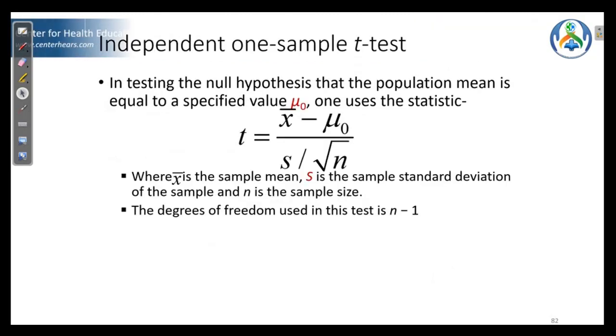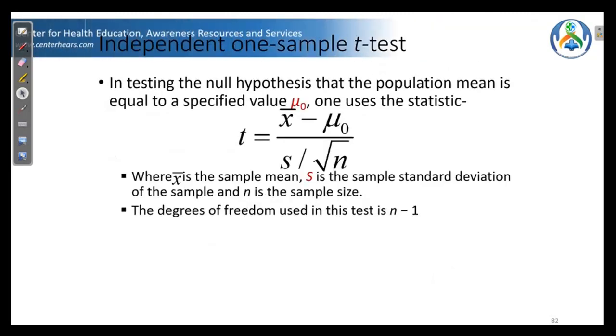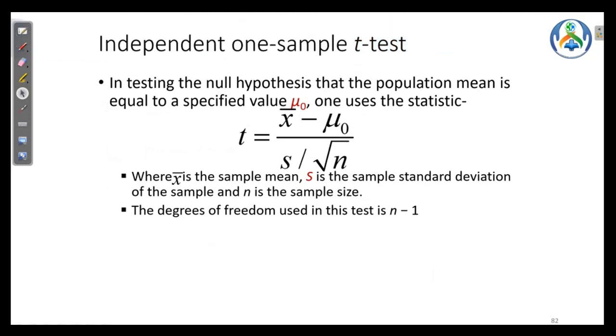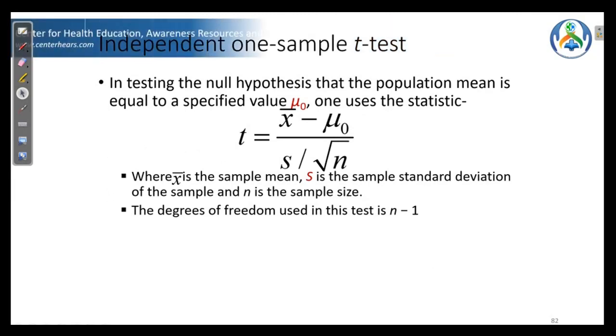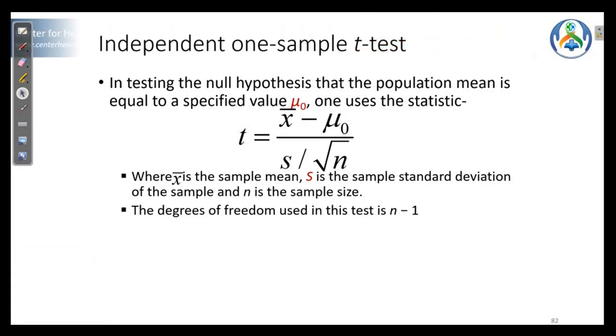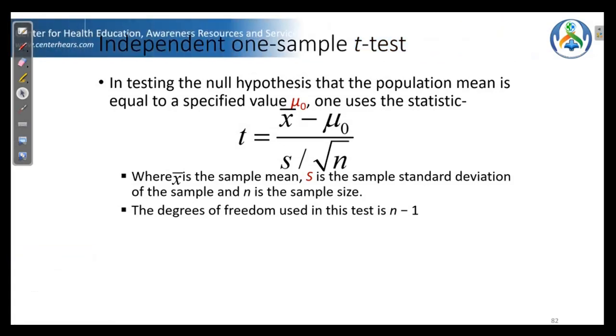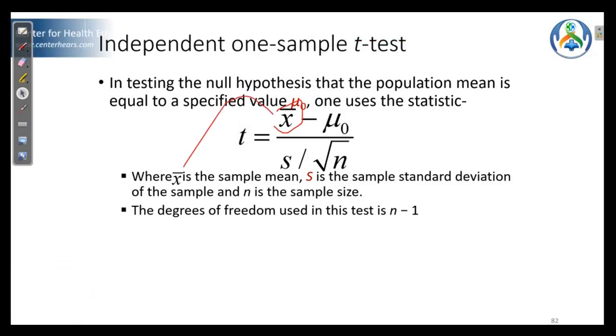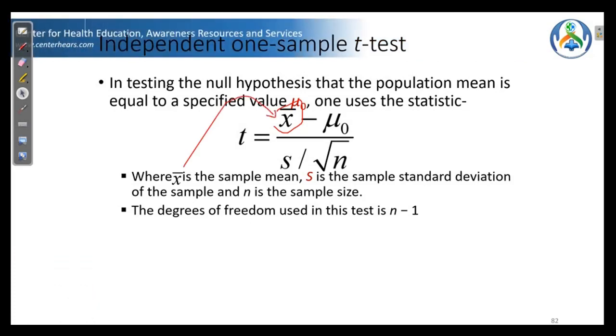So let's see the independent one sample t-test. In this, the formula is t equals x bar minus mu naught divided by s by root n, where x bar is the sample mean and s is the standard deviation.